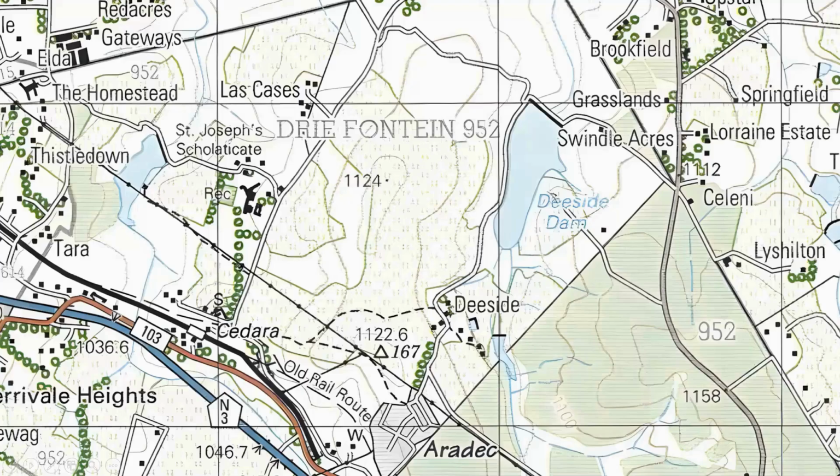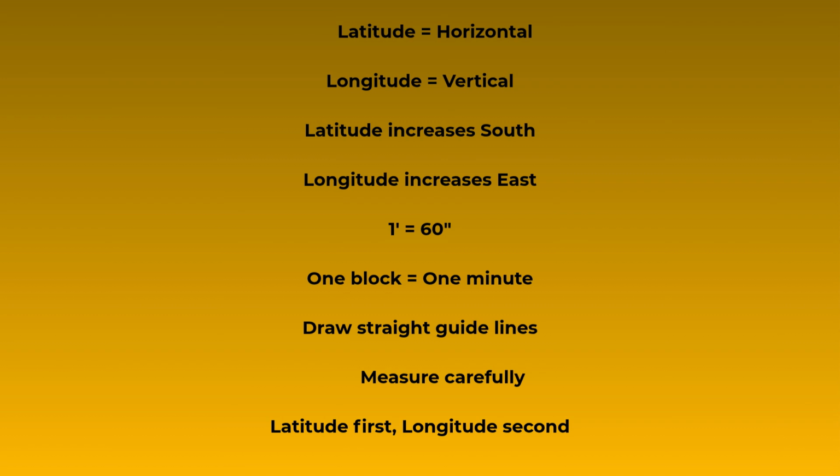Before we finish, let's quickly recap the important points from today's lesson. Remember, latitude lines are horizontal, longitude lines are vertical. Latitude increases as we move south, longitude increases as we move east. 1 minute is equal to 60 seconds. The whole block between two latitude or longitude lines represents 1 minute. Always measure carefully, draw straight guidelines, and always write the latitude first, followed by the longitude. The more you practice these calculations, the easier and faster they become.